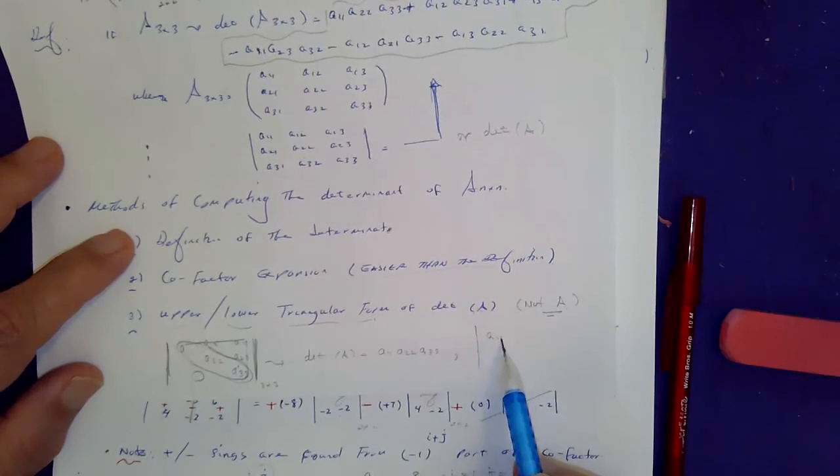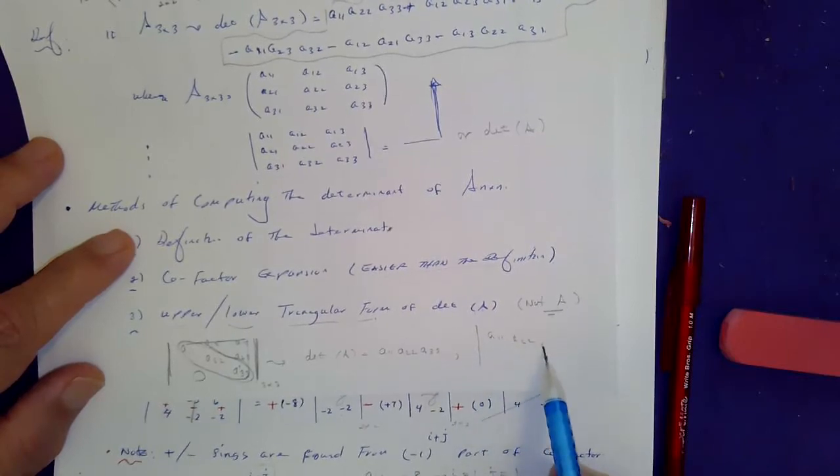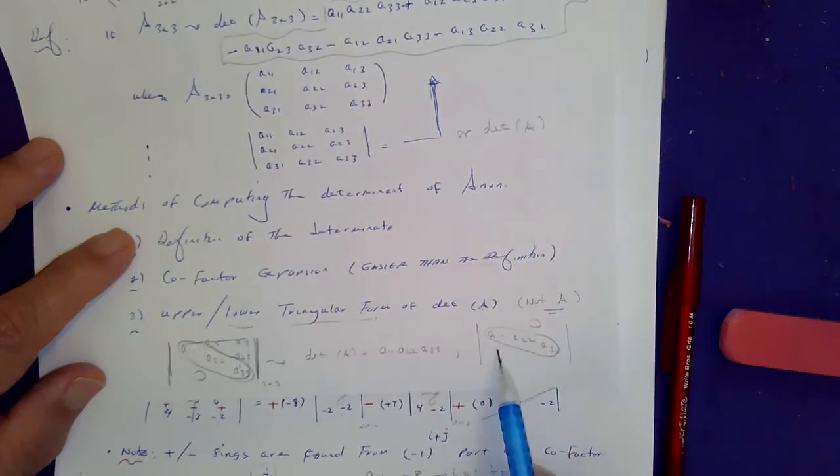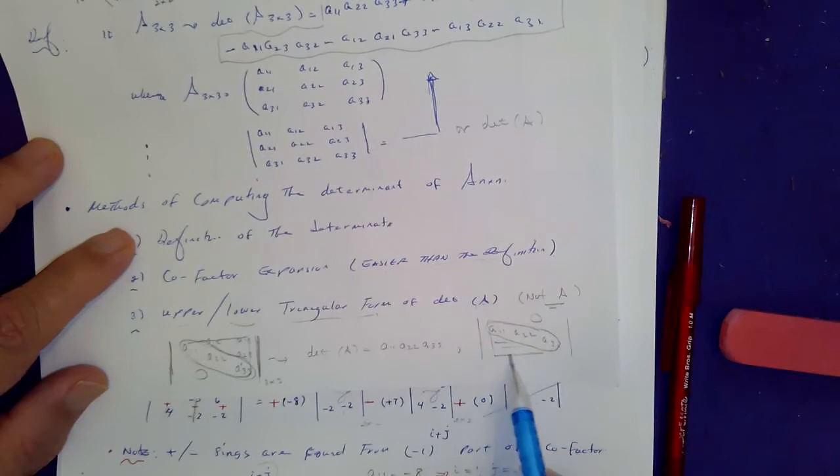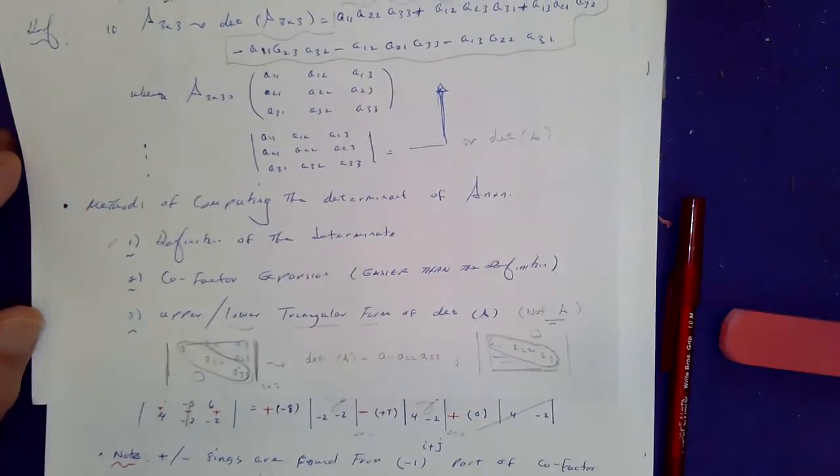So this is A11, A22. Let's say we have a 3 by 3 determinant. Everything above the main diagonal would be 0. Below it would be a bunch of numbers. So this is called the lower triangular form of a determinant.